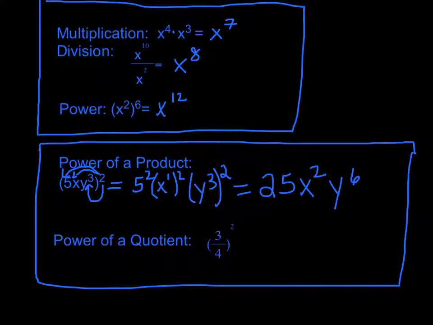All right, so let's look at the power of a quotient. Kind of similar to the one that we just did with the power of a product, in the sense that when we look at this, the 2 here is applying to both the numerator 3 as well as the denominator 4. So I'm just going to kind of distribute that. So that's going to be 3 to the second over 4 to the second, which would give me 9 over 16.